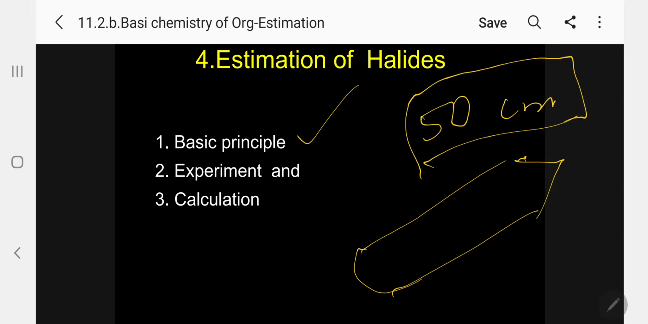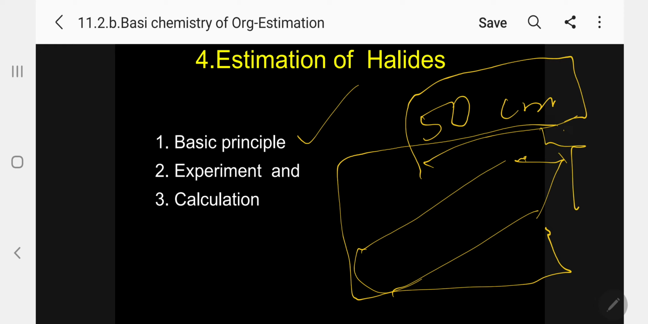About 5 ml of fuming nitric acid and 2 grams of silver nitrate crystals are added, and a known quantity of organic compound, say W gram, is added into the Carius tube, and the open end should be sealed. Then you can heat it in an electric furnace, as we have already shown you previously, up to 300 degrees. After heating for 5 to 6 hours, the tube is allowed to cool.